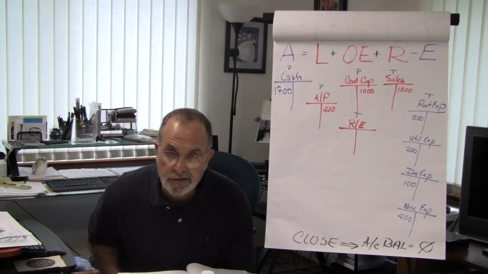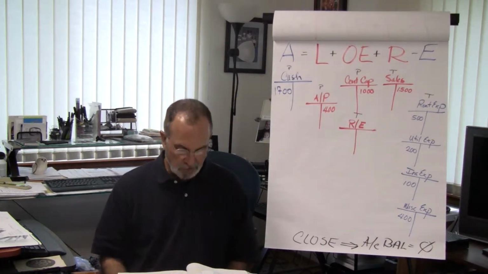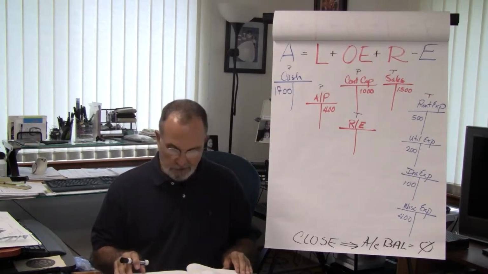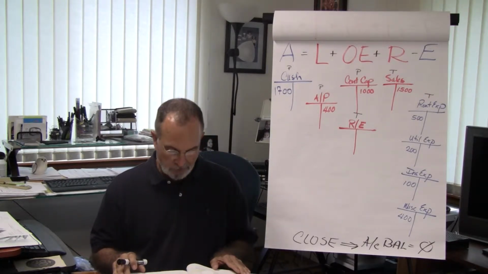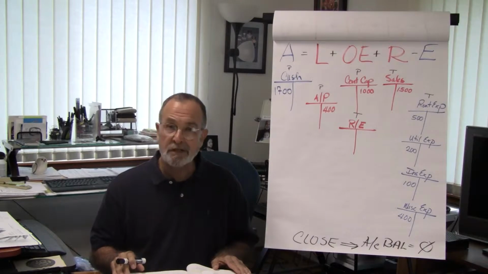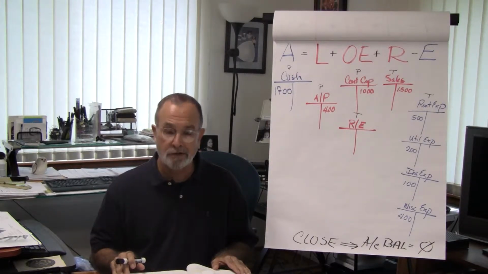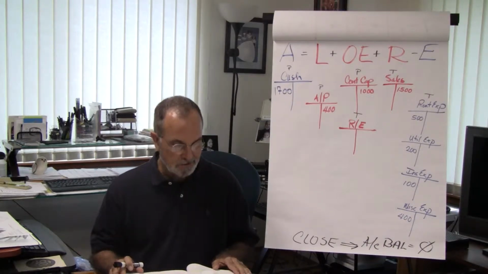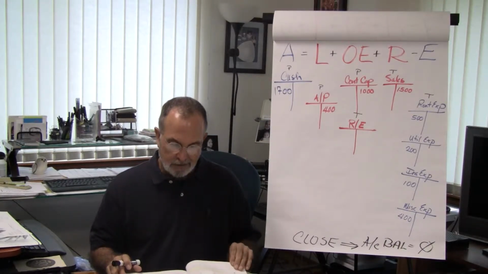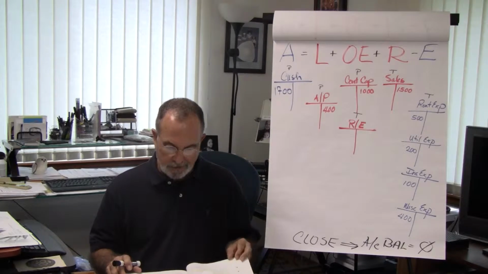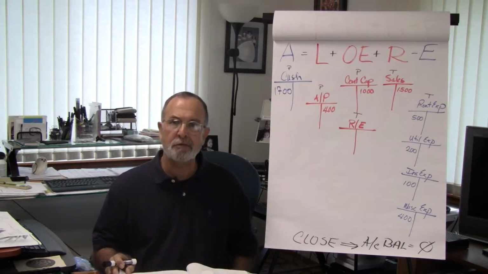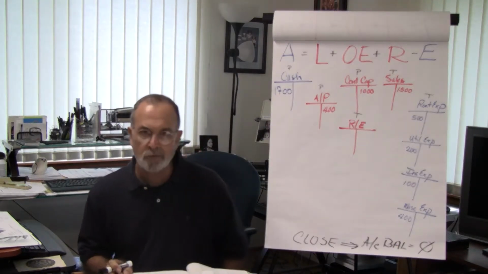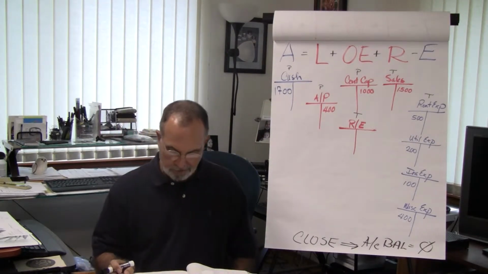Hello! In this lesson we're talking about closing the books. This is a topic in Chapter 4. Two main topics in Chapter 4 are adjustments and closing. We talked about adjustments in previous lessons. Closing is something that every business needs to do. It's done once a year at the end of the fiscal year.